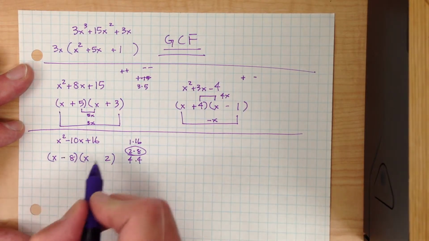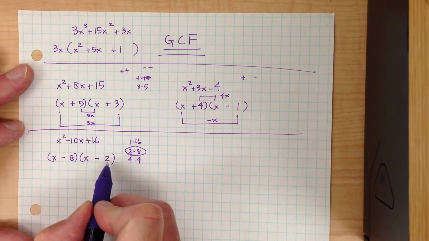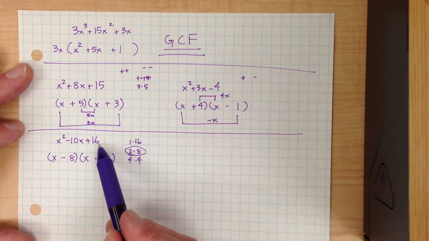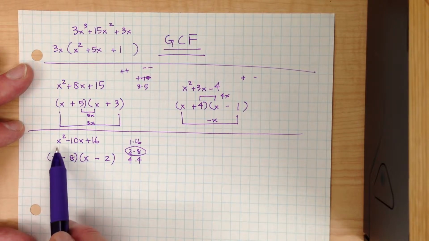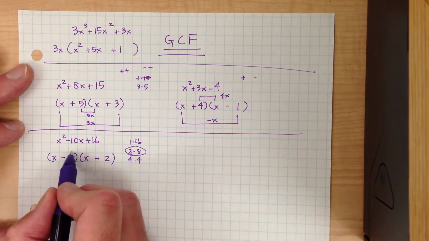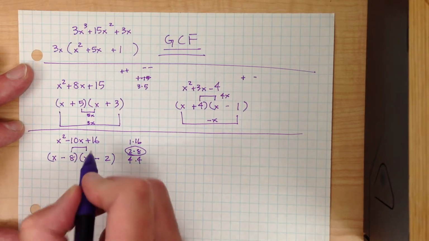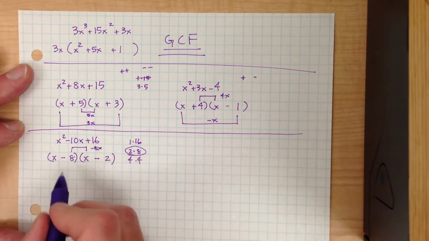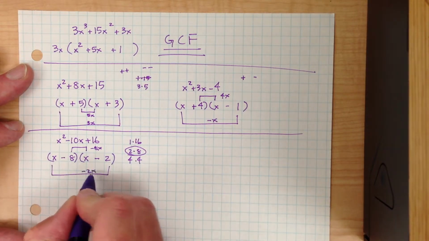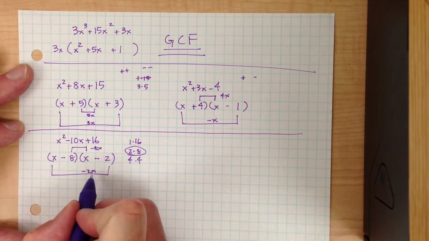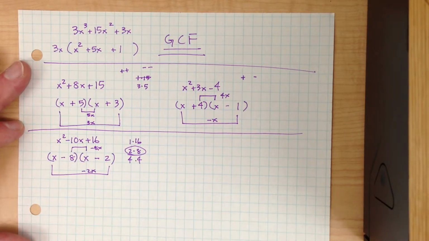If I use a negative and a negative, negative 8 times negative 2 is indeed that positive 16 for checking purposes. X times x is x squared. Excellent. Now let's check the inside. Negative 8 times x, negative 8x. And the outside, x times negative 2, negative 2x. Negative 8x and negative 2x indeed give me that middle term of negative 10x. Your factoring is indeed correct.